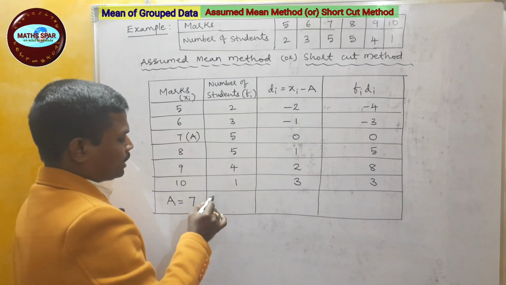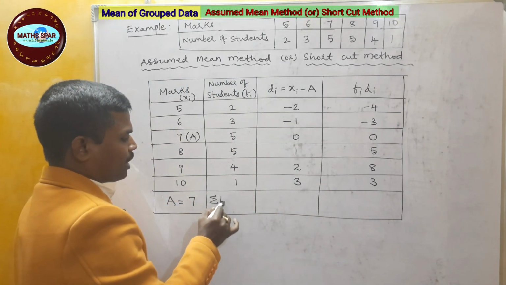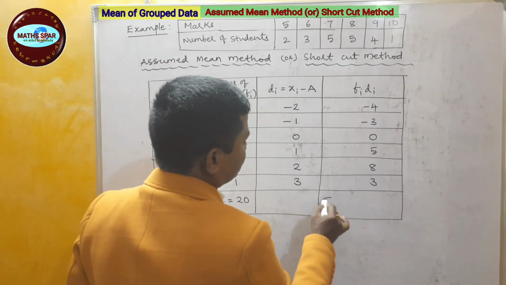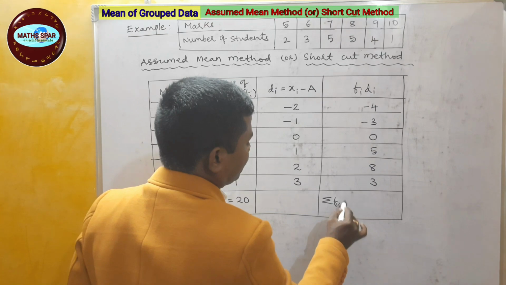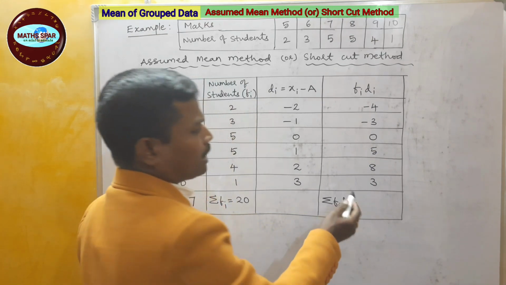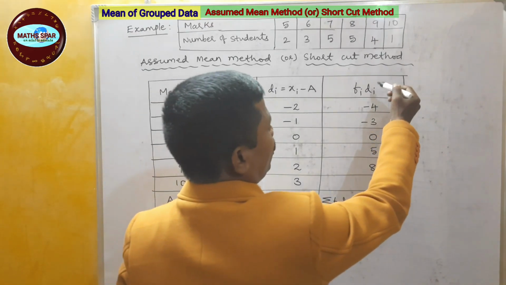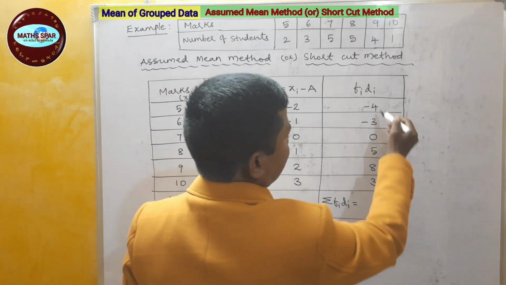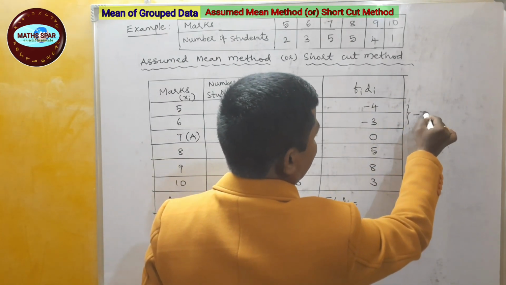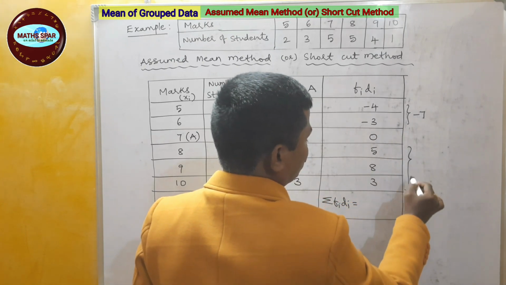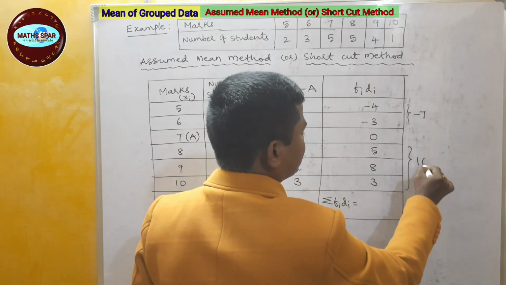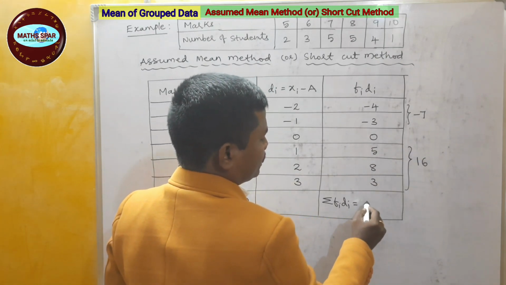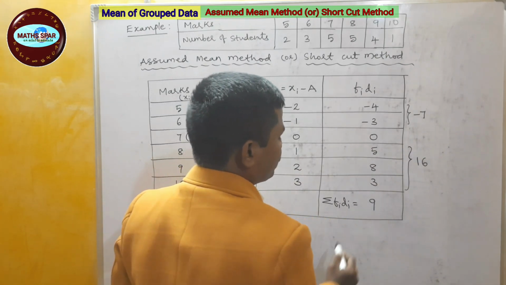So now let us write sigma fi, which is nothing but 20 here, then sigma fi di. Sigma fi di is the sum of all these fi di products, that is these two put together it is minus 7, these three put together it is 16. So 16 minus 7 is 9.